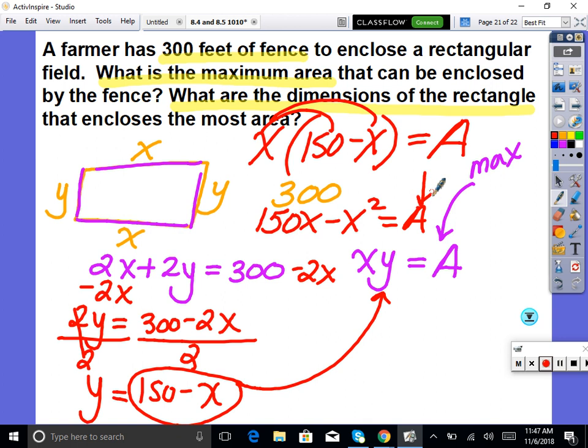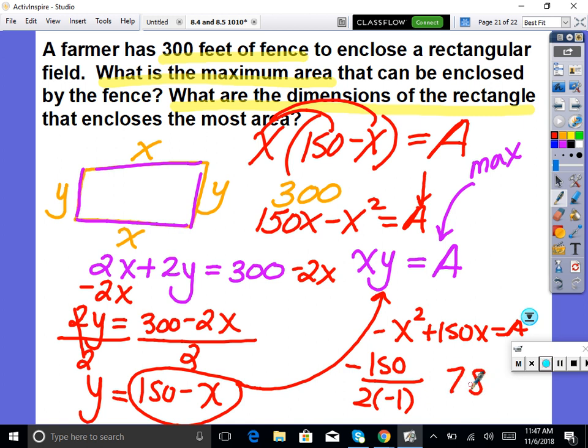Isn't it asking us to find the max of the area? So find the maximum, and then we'll find our max area. Our quadratic is negative x squared plus 150x equals area. So find the max. You do negative b over 2a, so negative 150 over 2 times negative 1. That's negative 150 over negative 2, which is 75. Isn't that the input? Don't we need the output if we want area? When we plug in 75, we're going to get out a max area. So we got x is equal to 75.